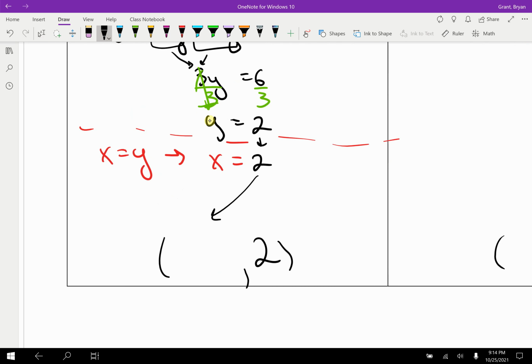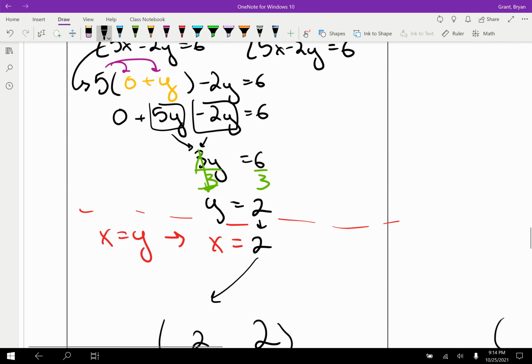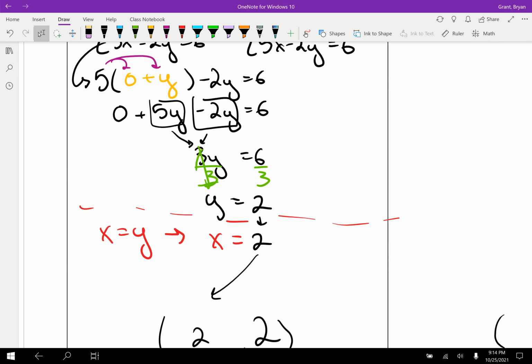X is 2. Right? This equation up here, x equals y, tells you whatever the x is, the y has to be the exact same thing. Since y was 2, x must also be 2. Last problem.